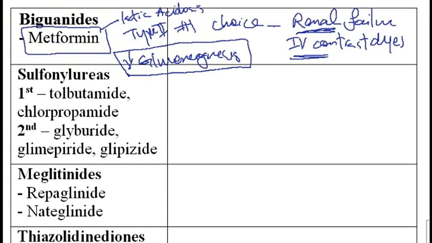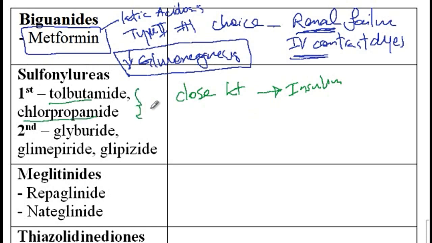The next medication are sulfonylureas, and these were the oldest medications that were introduced into the market. Their function is to close the potassium channels, as a consequence of which the beta cells of the pancreas will release insulin. There are two generations of this medication. First generation, which includes tolbutamide and chlorpropamide, and the main complication of these medications are disulfiram-like reactions.